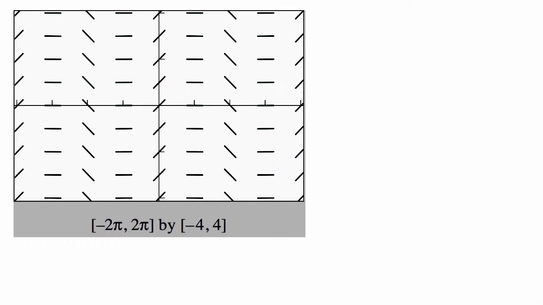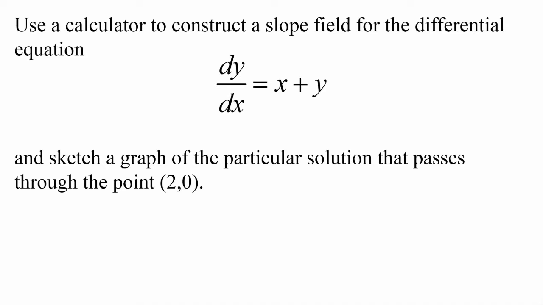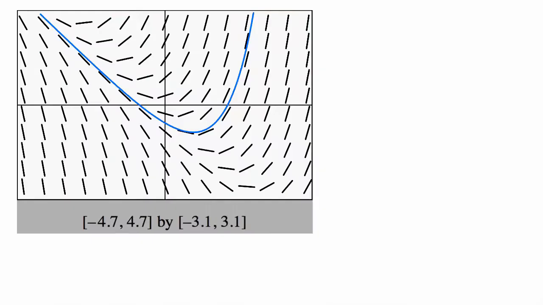Let's construct a slope field for another type of differential equation. Use a calculator to construct a slope field for the differential equation dy dx equals x plus y, and sketch a graph of the particular solution that passes through the point 2, 0. Let's look at the graph that the calculator produces. We see that the slopes are 0 along the line x plus y equals 0. Slopes are -1 along the line x plus y equals -1. Slopes are getting steeper as x increases, and slopes get steeper as y increases.